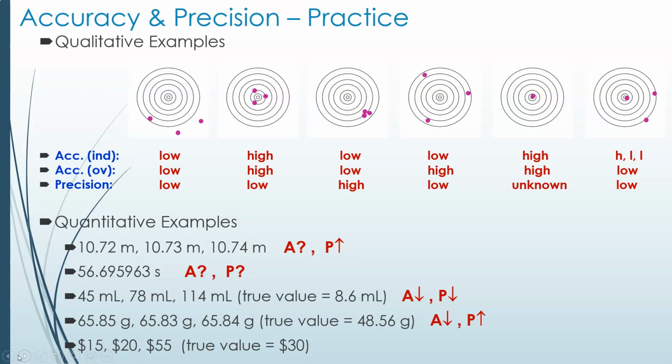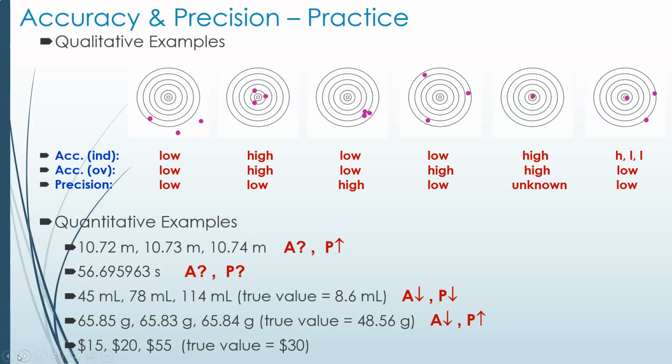Now, looking at the last example, $15, $20, $55, and the true value is $30. And we can quickly see a couple things. Number one, these three values are nowhere near each other, so we immediately know precision is poor. The second thing we notice is none of these values are that close to the true value, so the individual accuracy of each of the three is also very poor. Low accuracy, low individual accuracy, low precision.